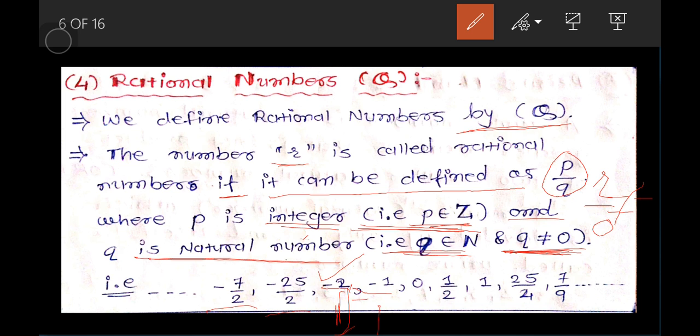You can see that it is in the form p by q. 0 is also a rational number, because 0 can be written as 0 by 1. So 1 by 2, 25 by 4, 7 by 9. All these numbers can be written in the form p by q, and these are known as rational numbers.